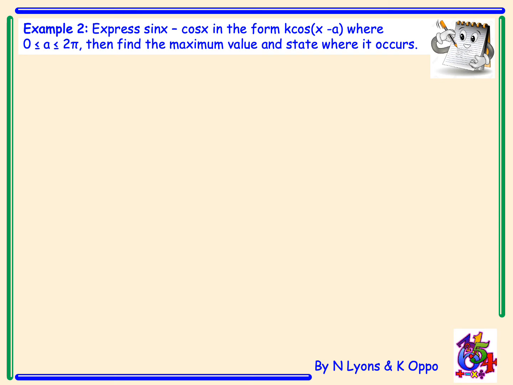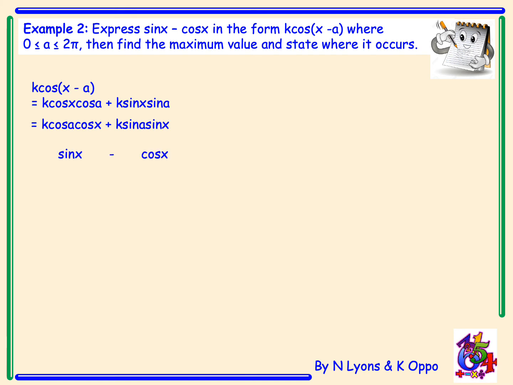Example 2. Express sin x minus cos x in the form k cos of x minus a, where this time a lies between 0 and 2 pi. And now we have to look for the maximum value and find where it occurs. So first starting with our compound angle expansion and then flipping round our cos A cos x sin A sin x, this will enable us to then compare coefficients. So again, be very careful comparing your coefficients.